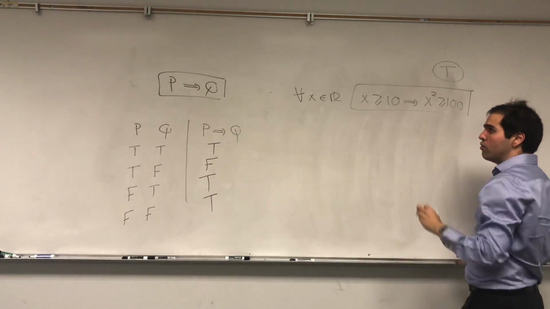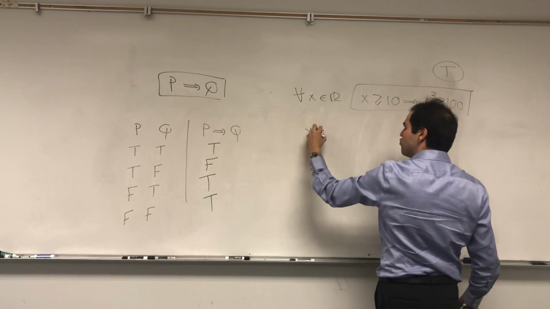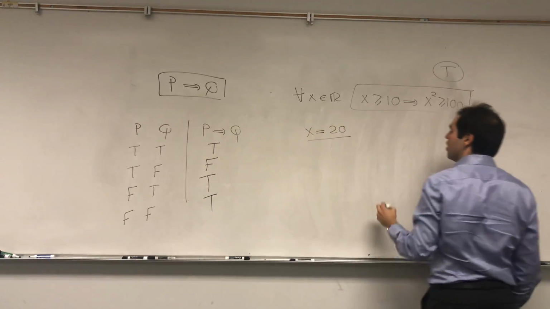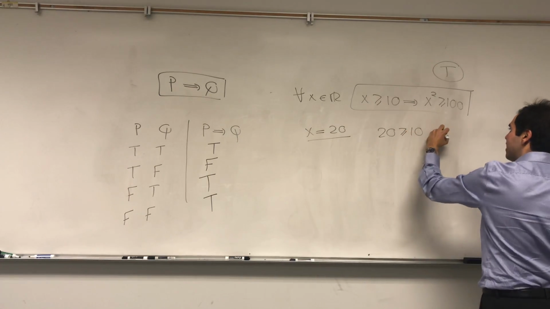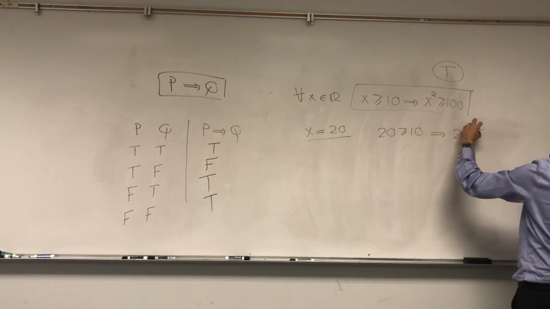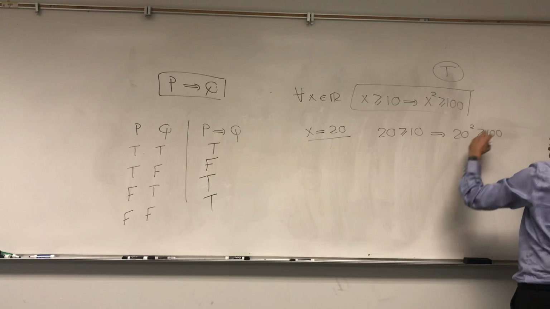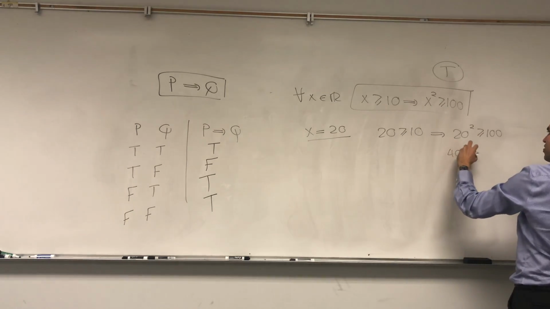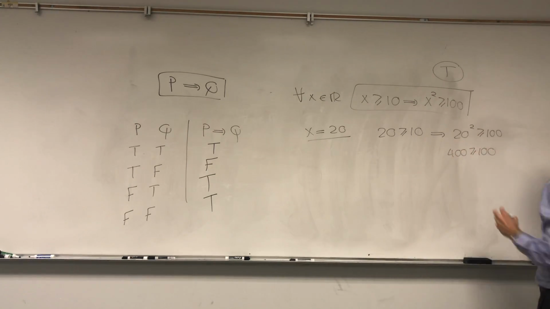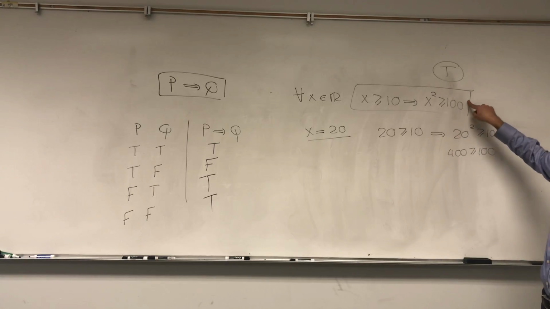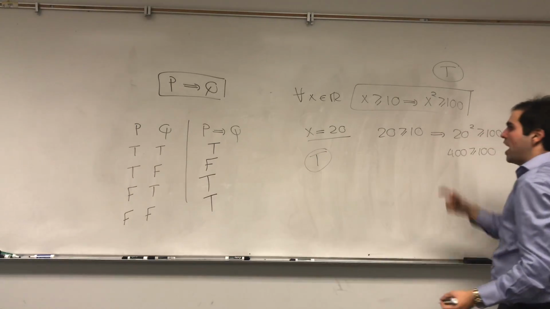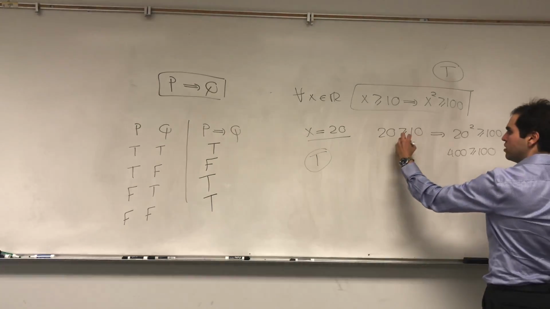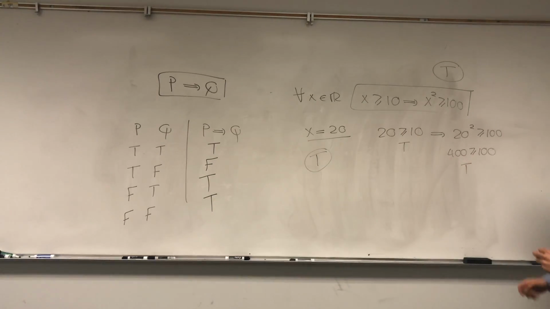So in particular, for instance, it should be true for x equals 20. What does that say? It says 20 is greater or equal to 10, implies 20 squared is greater or equal to 100. So 400 is greater or equal to 100. Again, you believe the reasoning is correct. So this should be true. And indeed it is true because you see this is true and this is true as well.